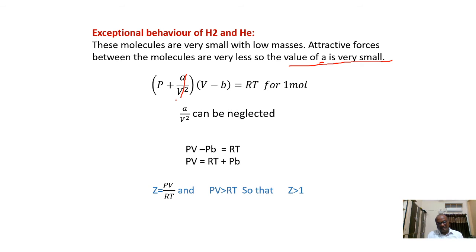When you neglect here, the term here, you see P(V minus b) is equal to RT, or PV is equal to RT plus Pb. And Z is equal to PV by RT. We know that PV is greater than RT again.